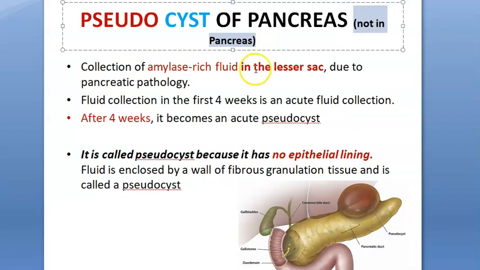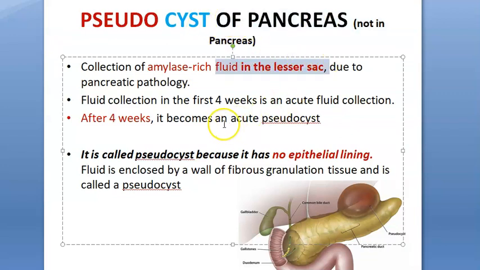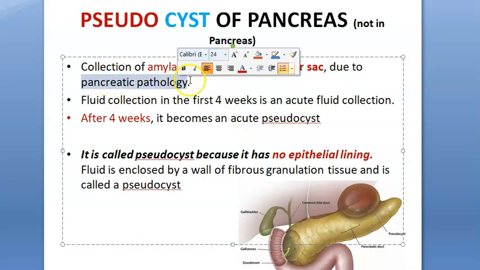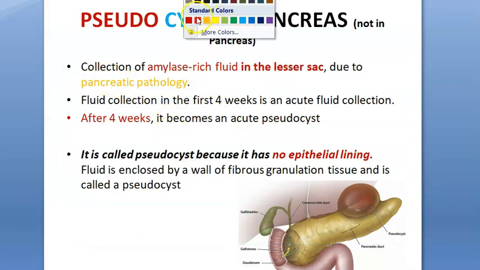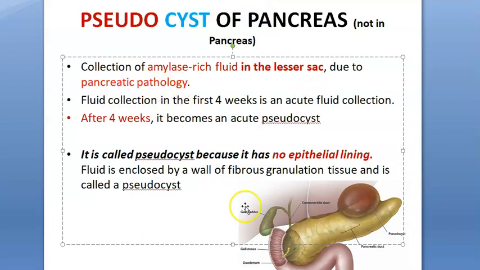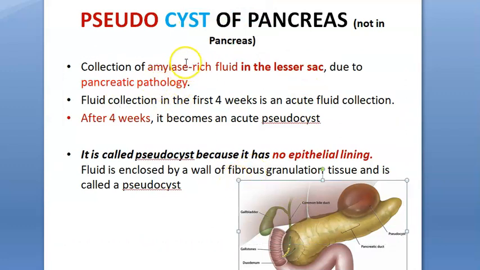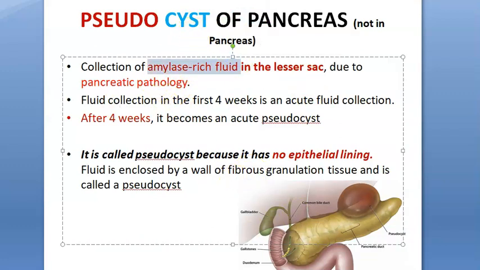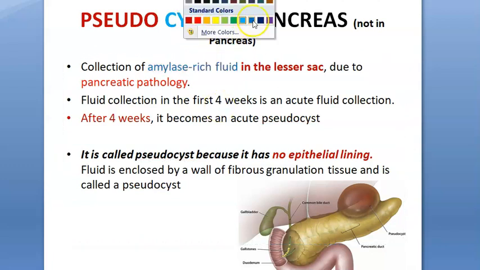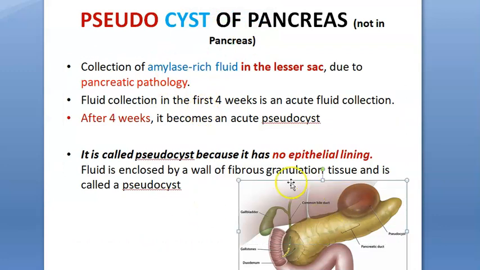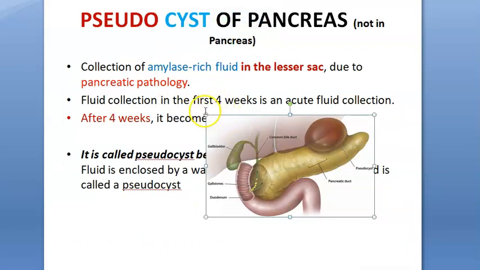Then why is it called a pseudocyst of pancreas if it is not in the pancreas and if it is in the lesser sac? Because it is due to pancreatic pathology, because of some problem with the pancreas. So what is it containing? It is a cyst, meaning it has some fluid. Which fluid does it have? It has amylase rich fluid. Who makes amylase? Amylase is made by the pancreas.